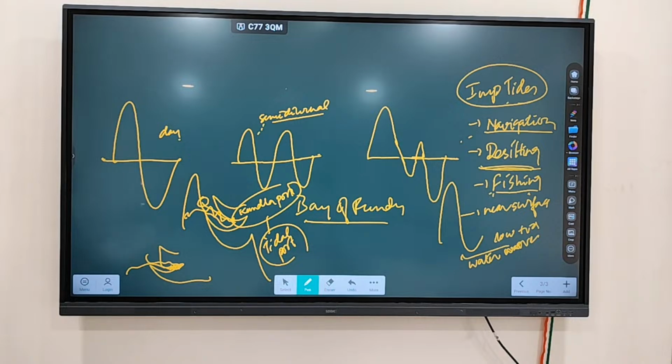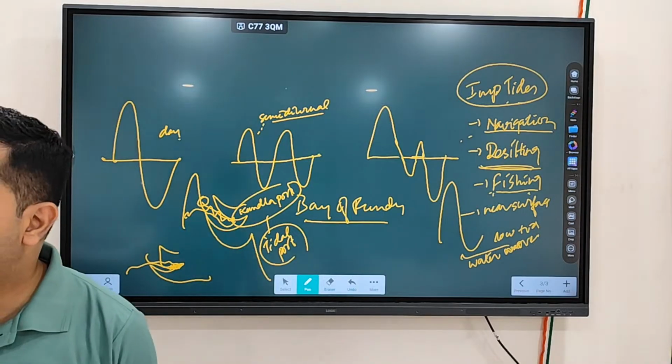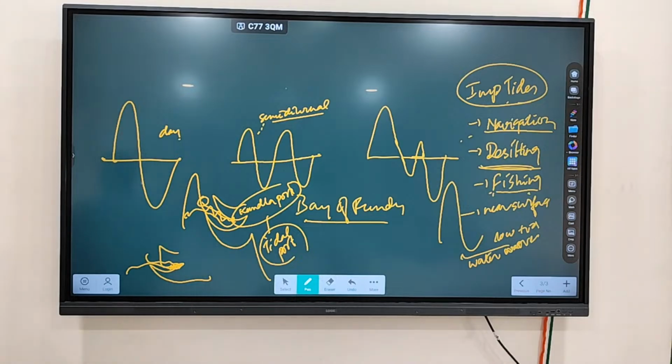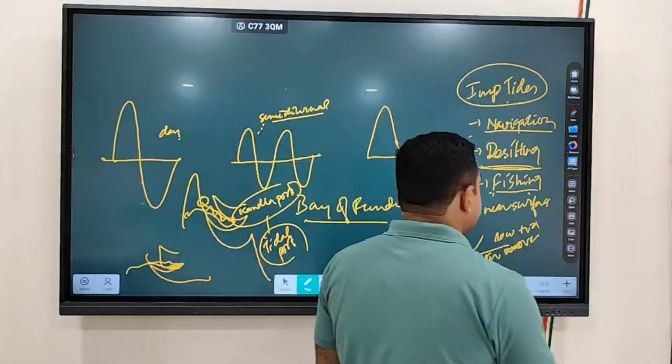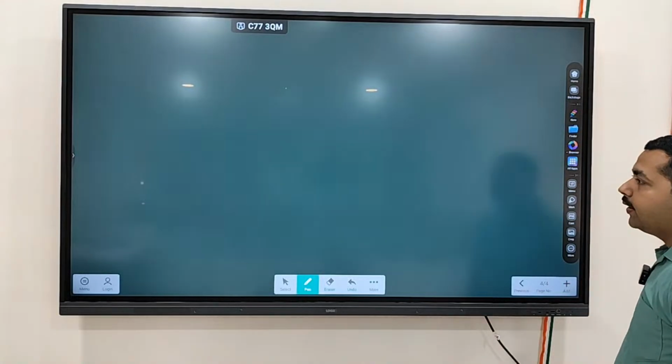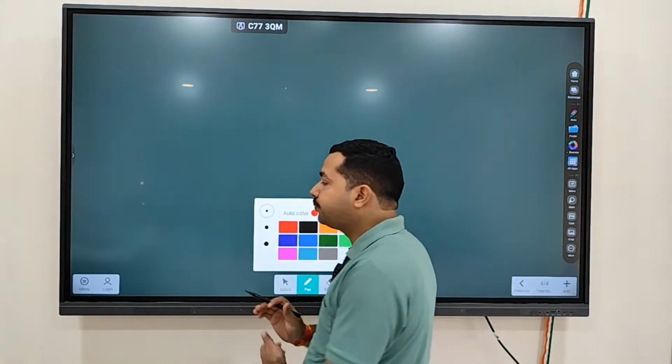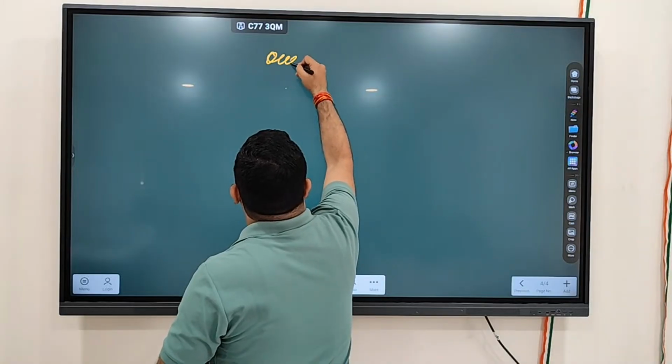Why are tides generated? Due to the gravitational effect of the sun and moon. Why are waves generated? Due to friction between wind and water. And why are currents generated? Due to primary or secondary forces. Those are the things you have to keep in mind with regard to tides. Any doubt regarding this? Next, we are moving to the concept of oceanic deposits.